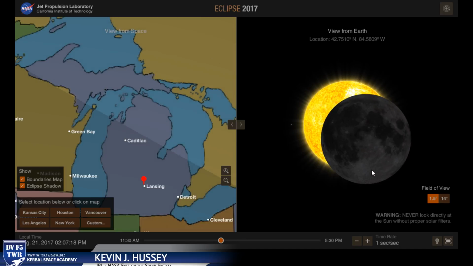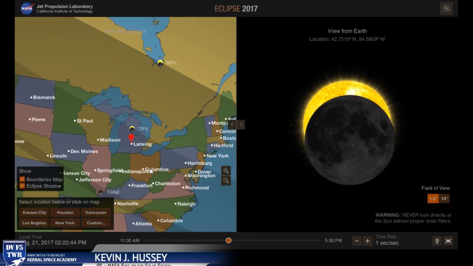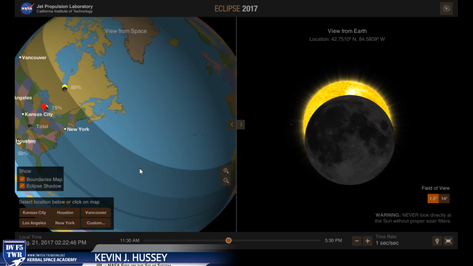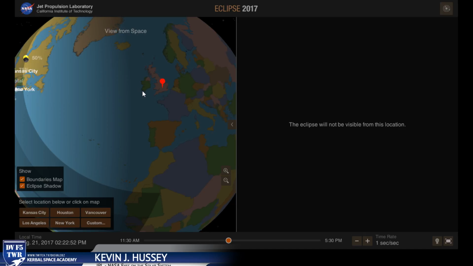And then you can scroll back and forth and you can see exactly the time and date and what it's going to look like. So we had a lot of people here in the museum from the UK. They wanted to see what they could see from England. So what I did was I came over here and I said, gee, it doesn't look too hopeful. So UK, sorry, but check this out.